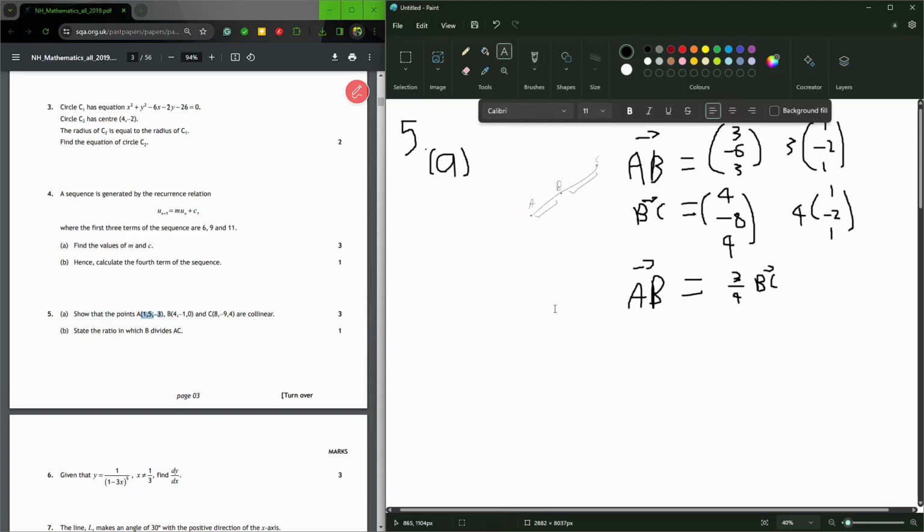And then I'm going to pull up the text tool here. We basically need to write a ton of stuff. I love text boxes in Microsoft Paint. AB is parallel, you spell parallel. Right. Sorted. To BC.